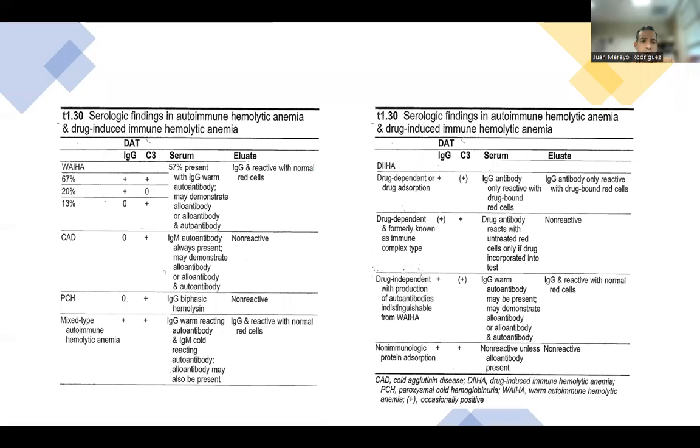This is to expand a little more on the previous slide. You can see here the percentages that we mentioned in warm hemolytic anemias. And also you have here an expansion talking about the drug-induced immune hemolytic anemias, where you can see how the DAT reacts, what you will see in the serum and in the eluate.